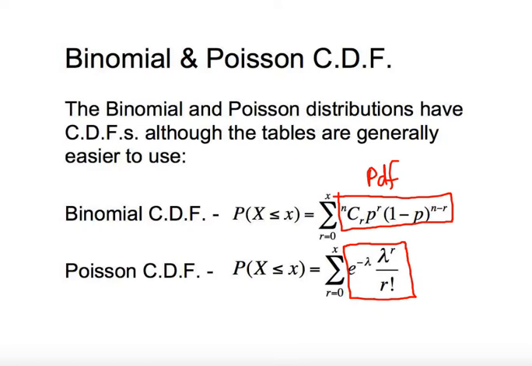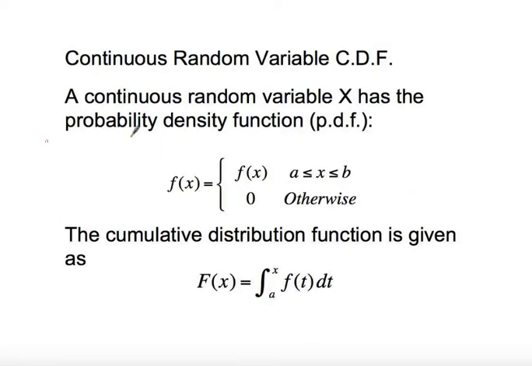It doesn't quite work like that with the continuous random variable, so let's have a look and see how that works. So for a continuous random variable x, if it has a probability density function defined as shown on here, then we can find a cumulative distribution function by integrating from this lower bound a to x, the function written in terms of t.